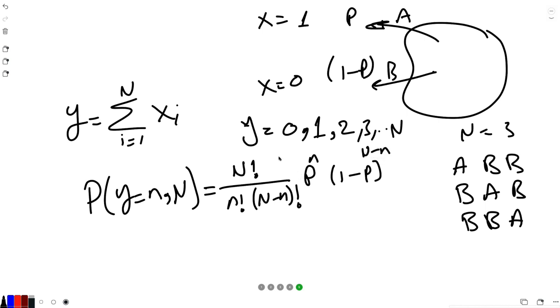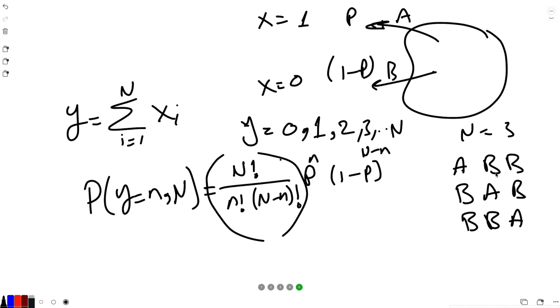Okay, what is this number? This number gives us the number of possible ways to get only, for example, n out of N capital. These are the possible ways. So for example, what are the possible ways to get 1 A out of 3 trials?